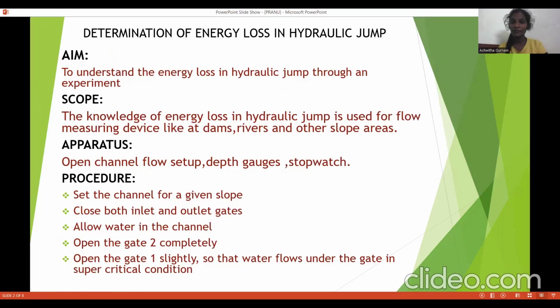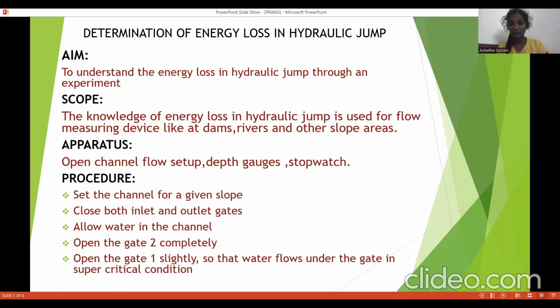It is also formed when an obstruction is placed in the channel. There are 4 types of hydraulic jumps: first, angular hydraulic jump, weak hydraulic jump, oscillating hydraulic jump, and steady hydraulic jump. The angular hydraulic jump occurs when the Froude number is 1 to 1.7.